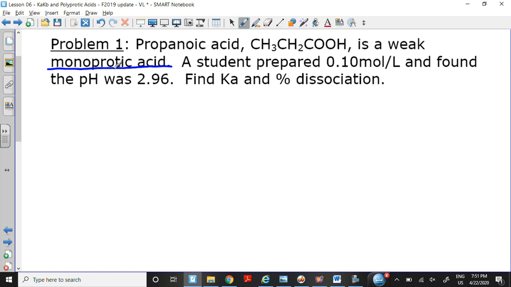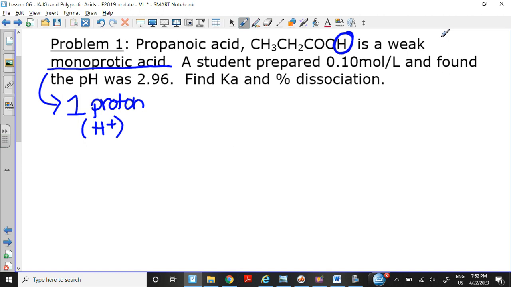It says monoprotic acid. So it's telling us it's an acid, but monoprotic, what does that mean? We know the prefix mono means one, and protic is referring to a proton. And we know when we're dealing with acids and bases, proton means hydrogen ion. So this is important to know. This acid only has one hydrogen ion that it can lose. And for propanoic acid, this is the hydrogen that it loses. When we get to organic chemistry later on, we'll go over structures of these acids, but that's the acidic hydrogen for that particular acid.